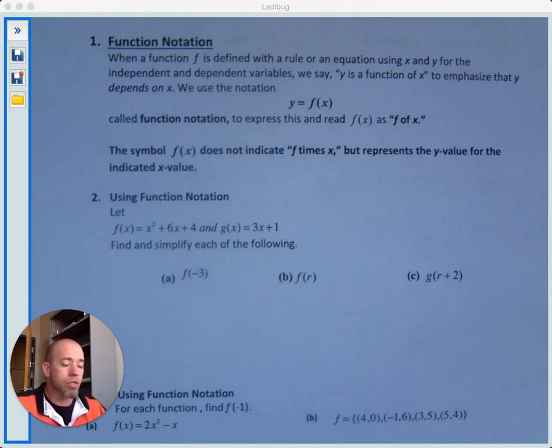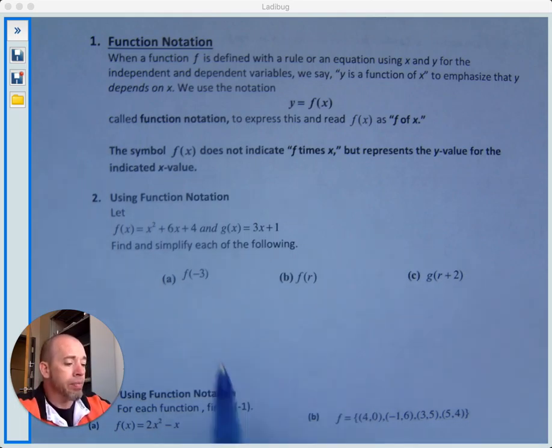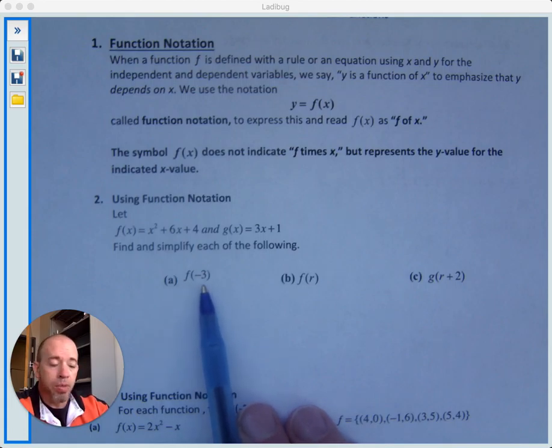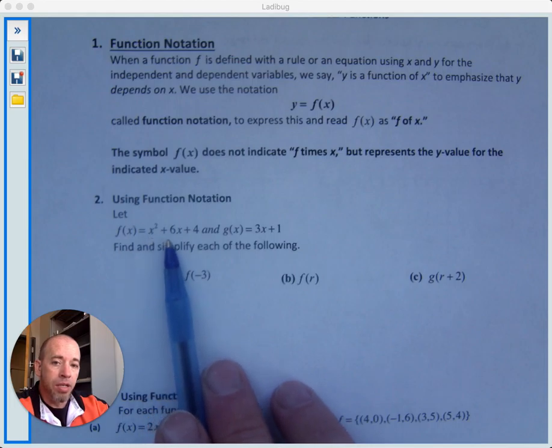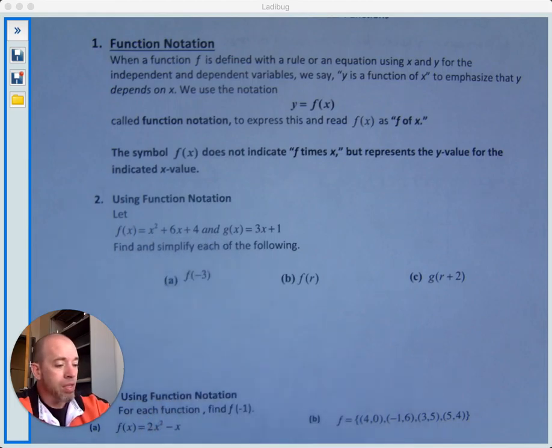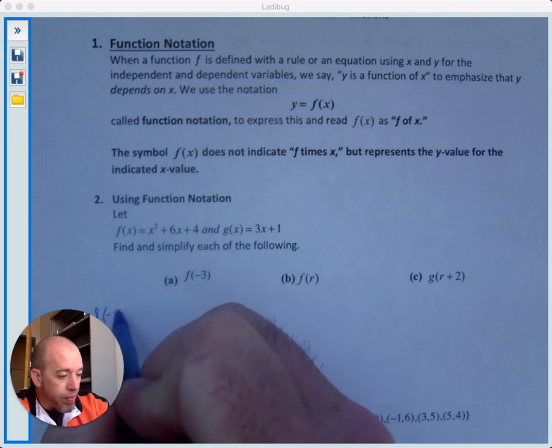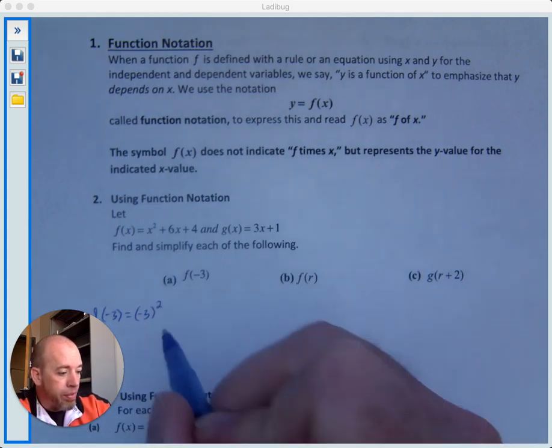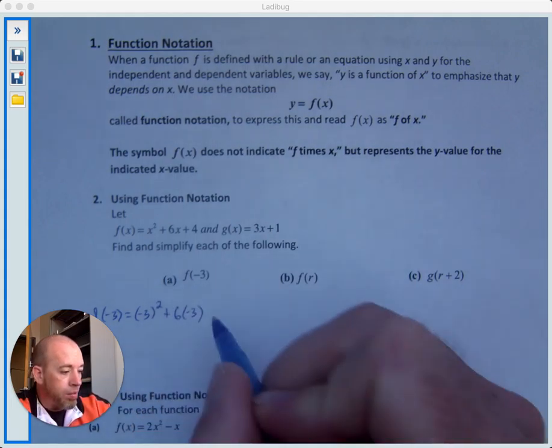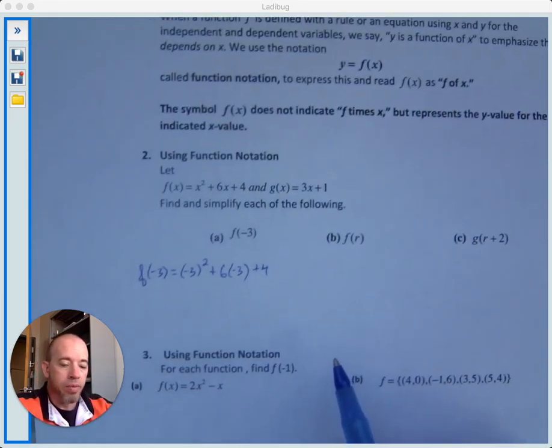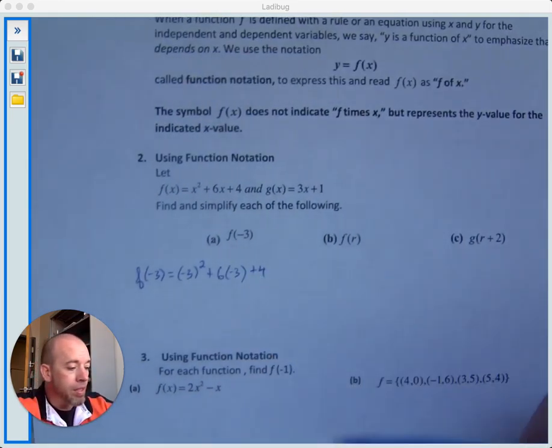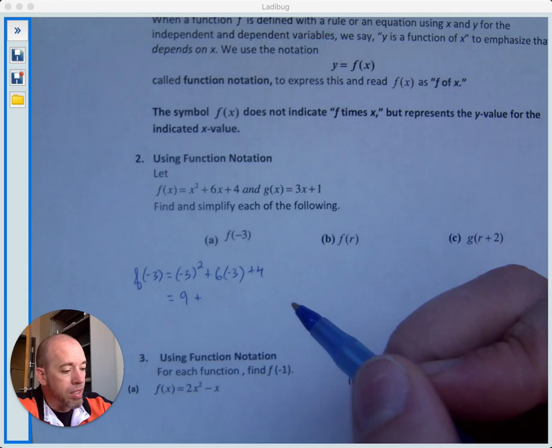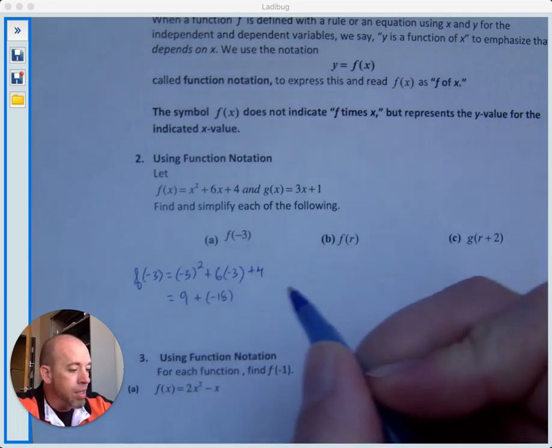All right. So first thing we're going to do is a little bit of evaluating. This is kind of plug and chug. We're asked to find f of negative 3. What that means is we're going to plug negative 3 in this expression for x. So f of negative 3, we use the f function, would be negative 3 squared plus 6 times negative 3 plus 4. Now don't forget, when you square a negative, you better get a positive, right? And so this becomes 9. 6 times negative 3 is negative 18. And then we have plus 4.